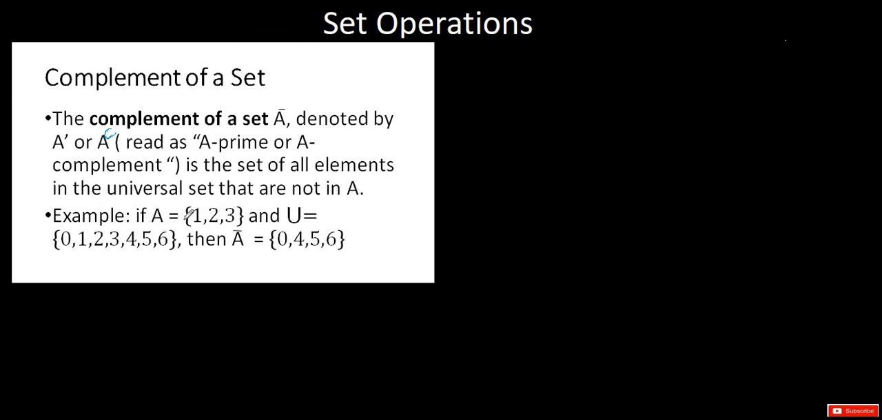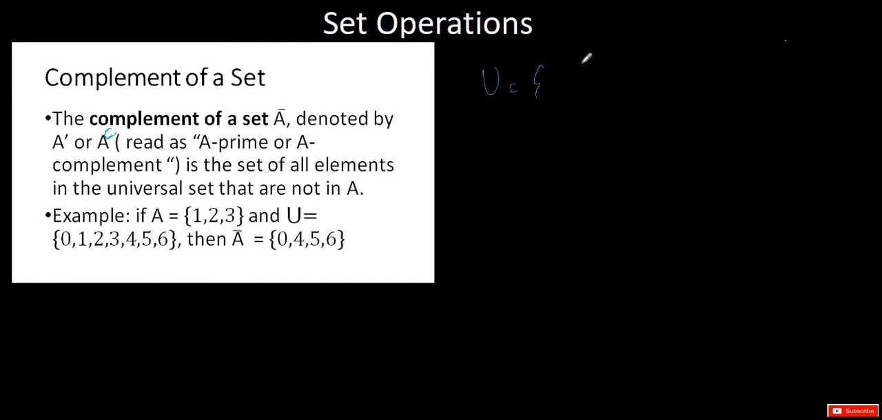Example here, if A is equal to a set containing the elements 1, 2, 3 and the universal set is the set containing the elements 0, 1, 2, 3, 4, 5, and 6, then A complement is equal to the set containing the elements 0, 4, 5, and 6. Okay, so aside from this example here, let's try another example.